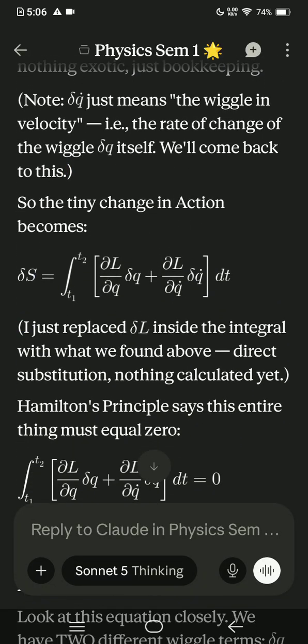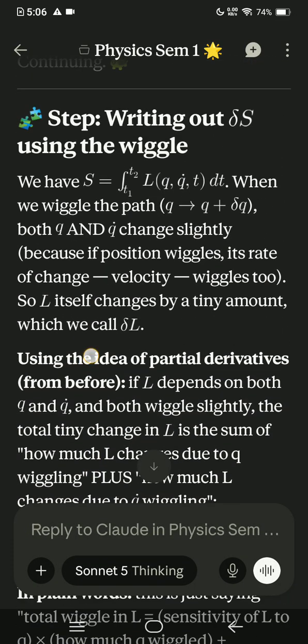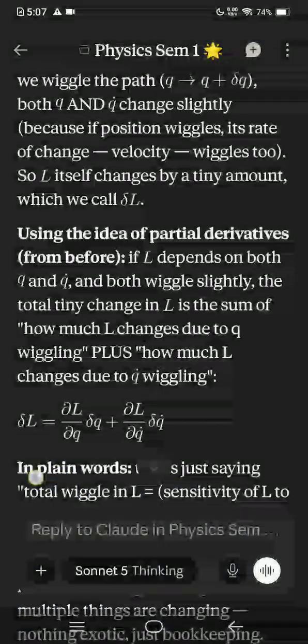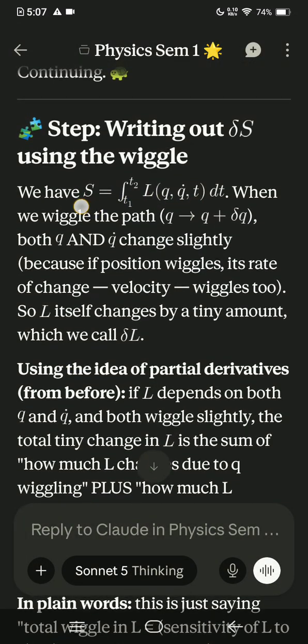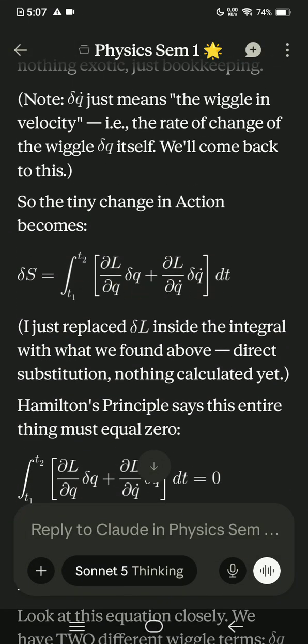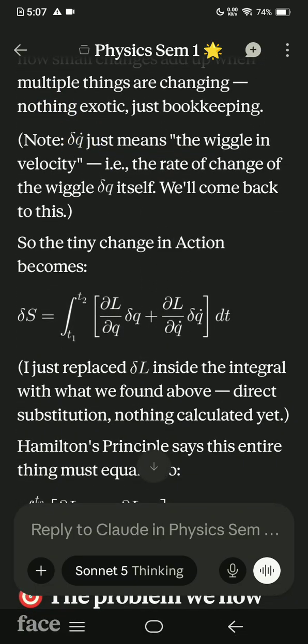Anyway, so the tiny change in action becomes this because we substituted for del L. Was it del L? Wait, so this was S, because del S has a formula. Next, here is del S, so del L will come, and del L was this. Okay, I just replaced del L inside the integral with what we found above, direct substitution, nothing calculated yet.